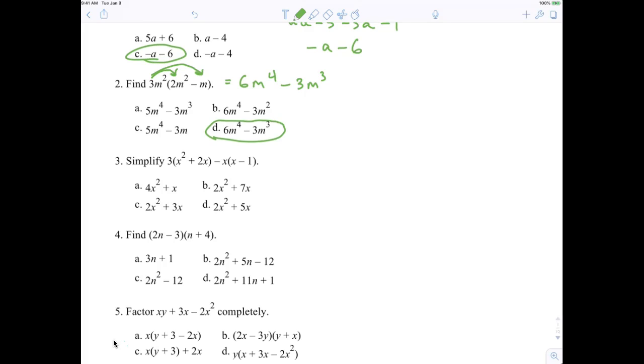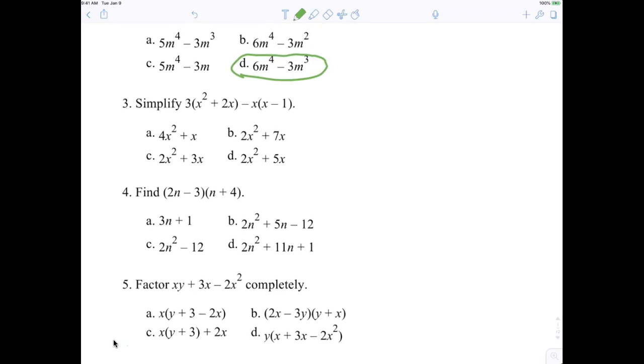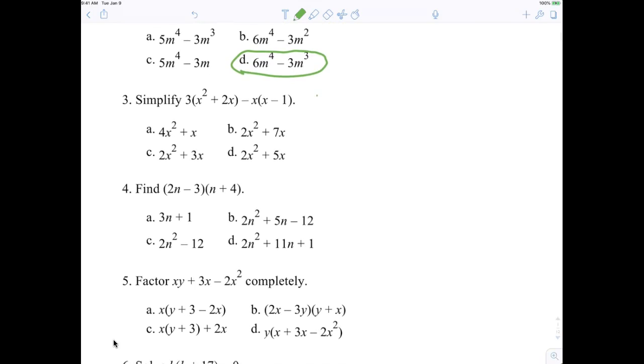All right, number 3, again, simplifying. All right, distributing, combining terms. So for number 3, when I distributed 3, we just get 3x squared plus 6x minus x squared plus x. Combining like terms, we end up with 3x squared minus 1x squared, which is 2x squared. 6x plus 1x is 7x. So our final answer here is what? Looks to me like B.